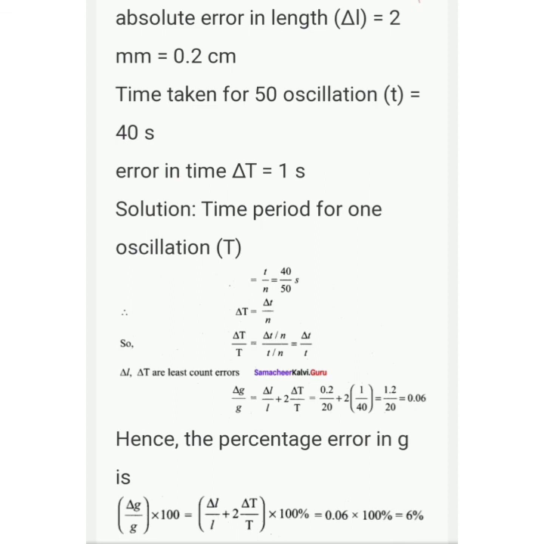Delta T by T, what is it? Delta T is 1 second, T is 40 second. So delta T by T is 1 by 40. Delta L by L is also given, it is 0.2 by 20. In between steps you need not write that, leave it as such. So 0.2 by 20 plus 2 into 1 by 40 is 0.06. When you want to convert into percentage, you need to multiply by 100. So when you multiply by 100, it is 6%. Is it clear, children?